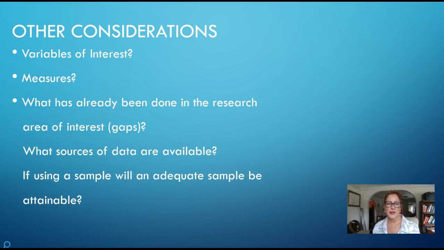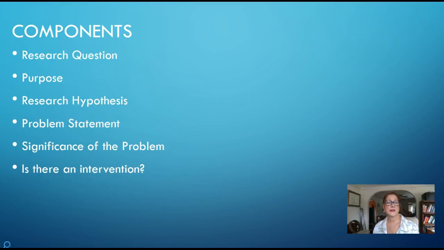If you're using a sample in your study, will an adequate sample be attainable? Who are you going to study? Where are you going to find them? Is it even possible? So these are the kinds of things that you need to consider in your research plan.